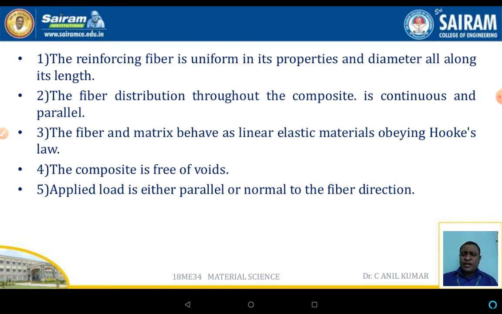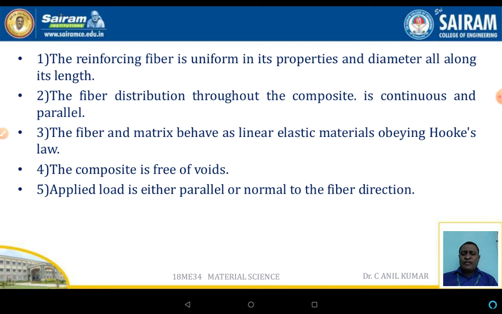The fiber as well as the matrix behave as a linear elastic material and obey Hooke's law. As we know, Hooke's law says stress is directly proportional to strain within the elastic limit. But if you take an example of these types of material, either the matrix material or the fiber material, these two have different Young's modulus and elasticity, and so Hooke's law will also vary. But in this case, we are assuming that the fiber as well as the matrix behave like a linear elastic material obeying Hooke's law.